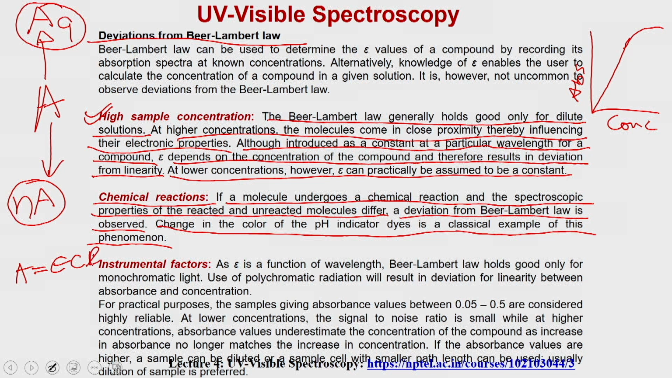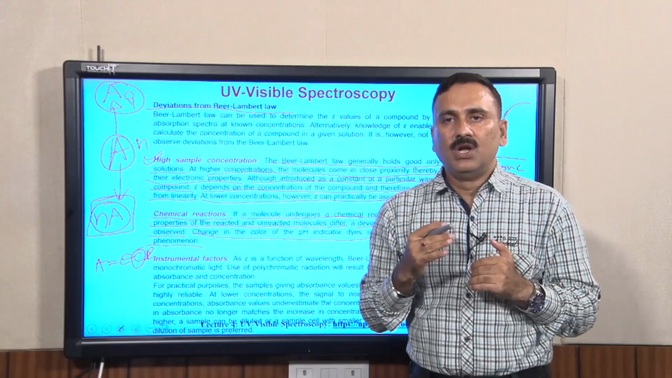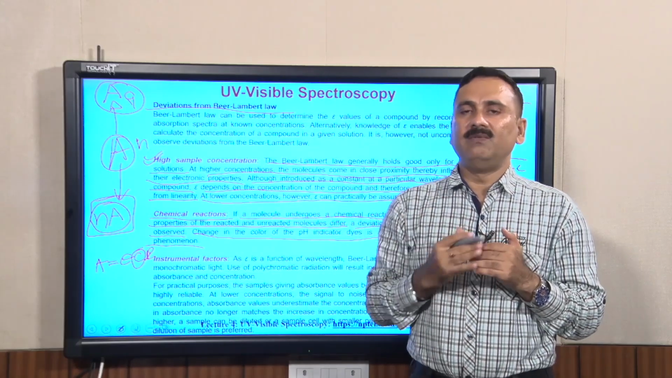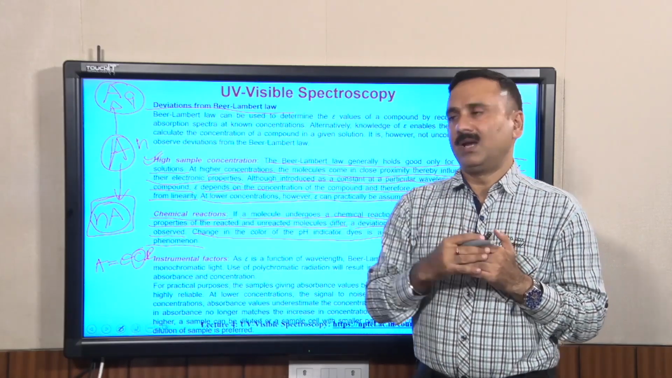If A, which is actually n molecules, becomes one molecule, then the concentration of the particular A is going to be reduced by n times. Similarly, if A is going to be polymerized and will give you An, then also there will be a change in concentration. So that also is going to give you a deviation from the Beer-Lambert law.